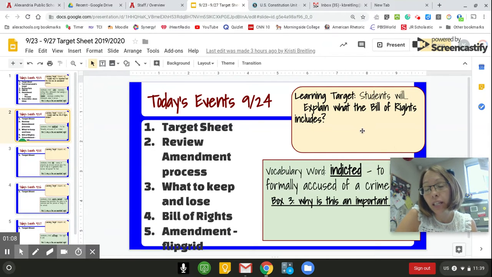We are looking today to simply explain what the Bill of Rights is, what it includes, what's in it, just those really basics about the Bill of Rights. We don't need to know every amendment that's in the Bill of Rights, but they are a list of amendments or changes to the Constitution. So think about that as you're thinking about what we're doing today.